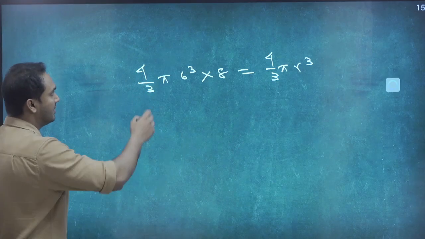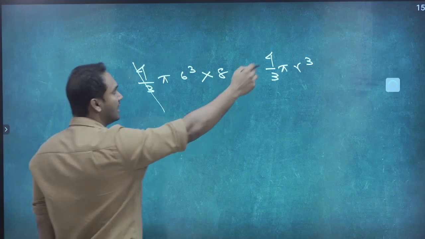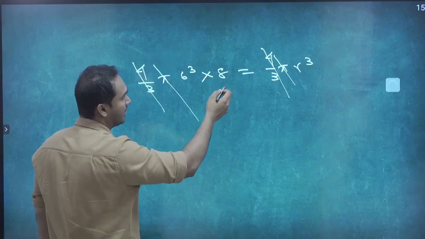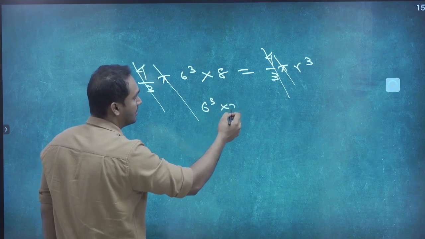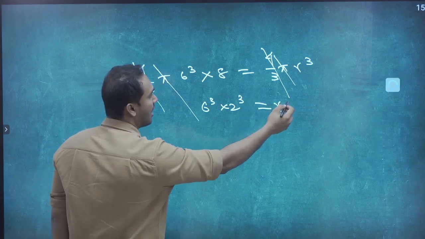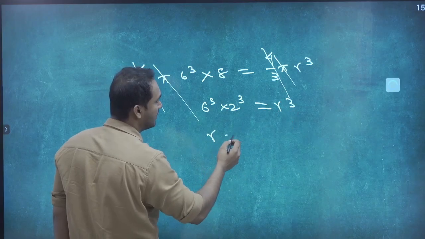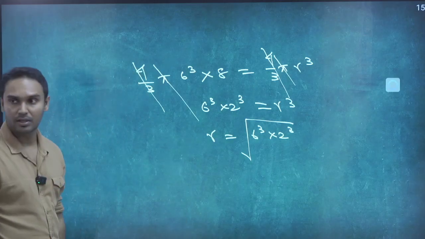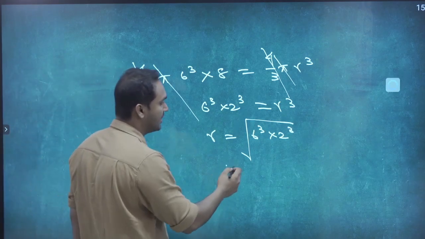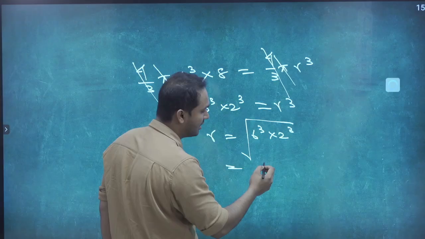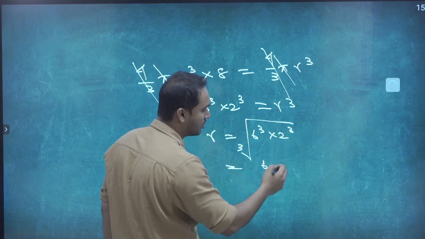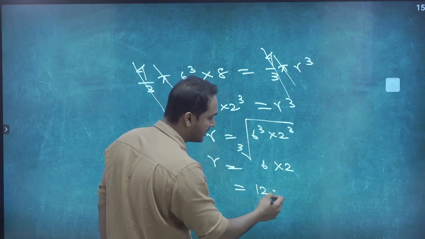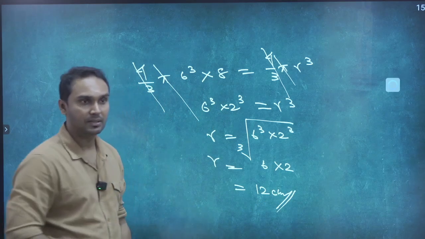So I have to simplify this back again. So 4/3 and 4/3 cancel out, pi and pi cancel out. Here I can write the 8 as 2³, equals r³. So r will be the cube root of 6³ times 2³, isn't it? So that will be how much? The cube root of 6³ will be 6 and the cube root of 2³ will be 2, and 6 times 2 is how much? 12 centimeters, right? 12 centimeters.